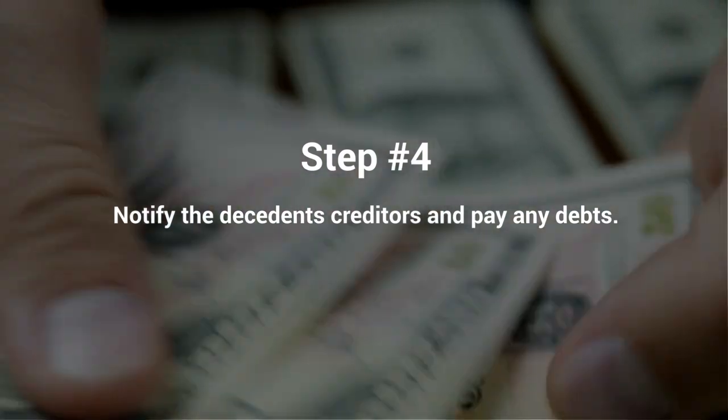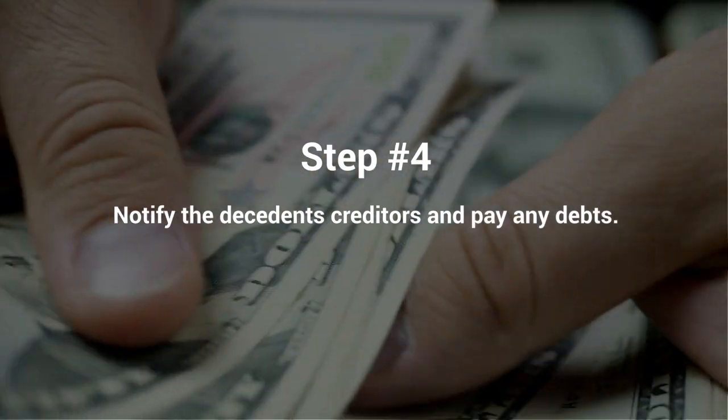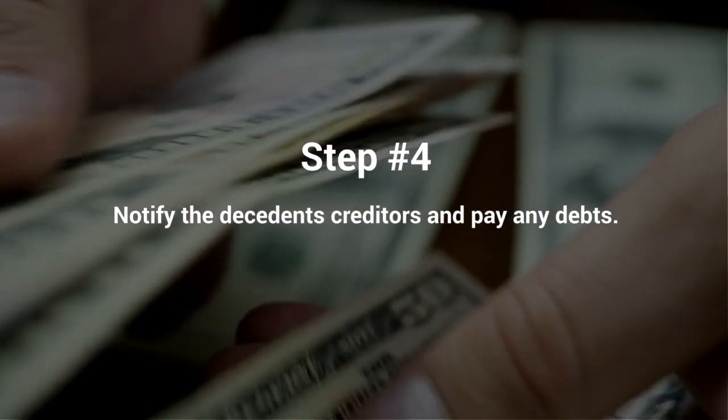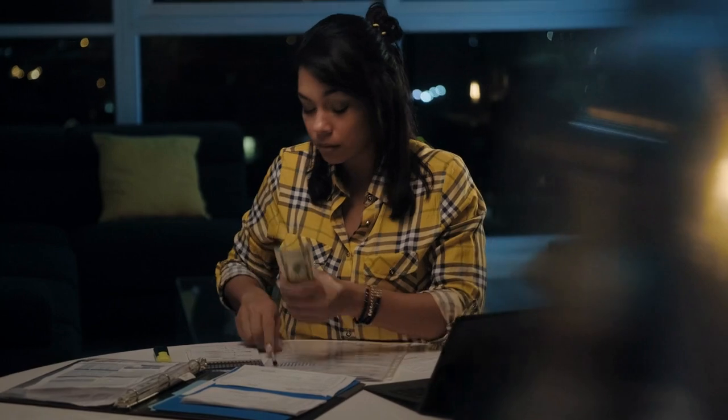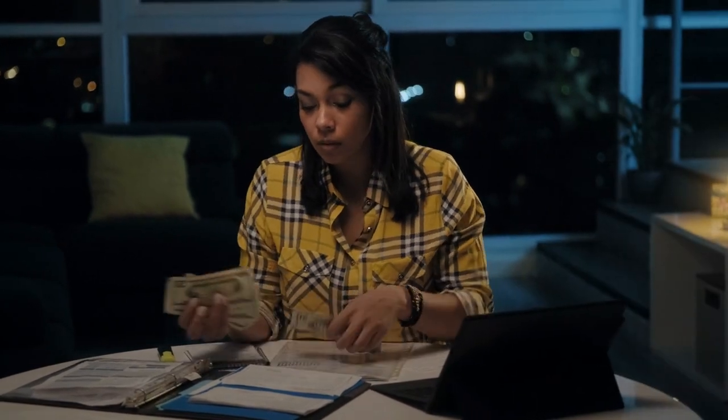Step 4 is to notify the decedent's creditors and pay any debts. As the executor or administrator of a probate, it is your responsibility to notify the decedent's creditors. There is a specific way to take care of the obligation, and again, your probate attorney will help you with that. And you will need to address any outstanding debts.